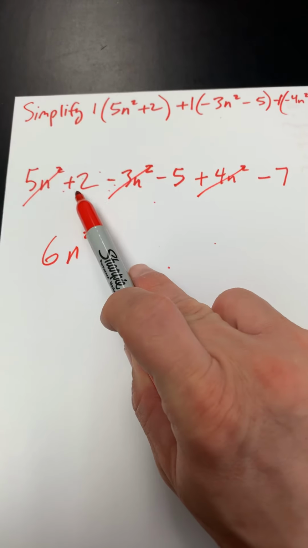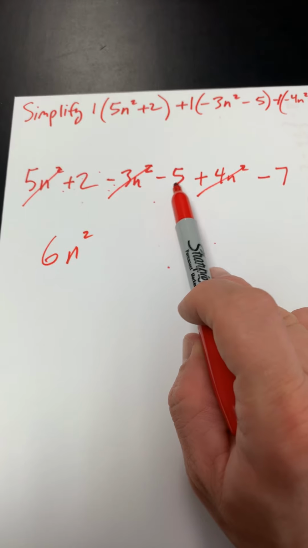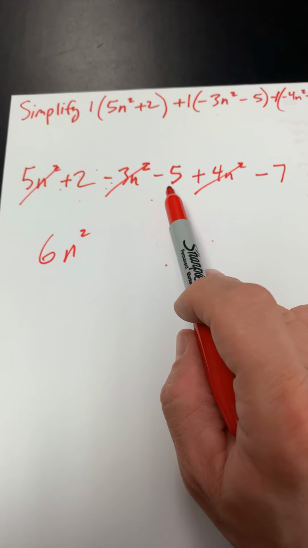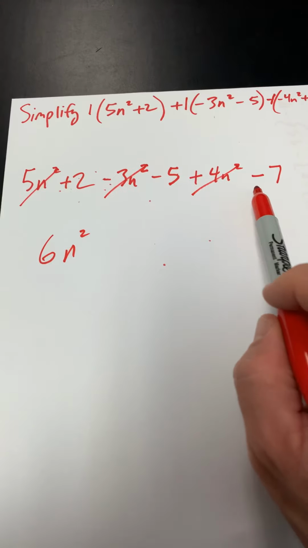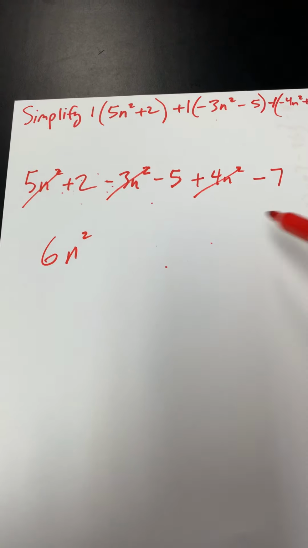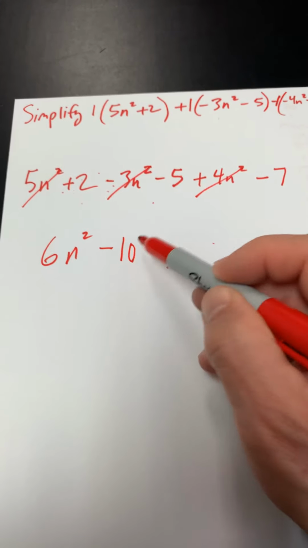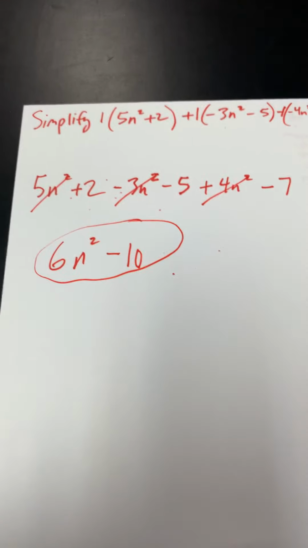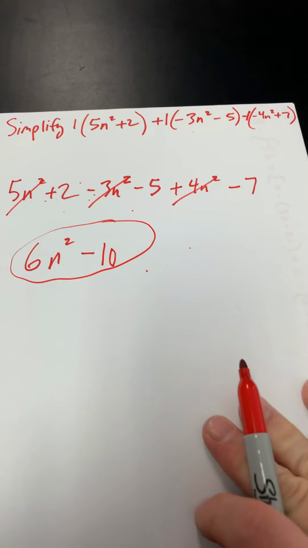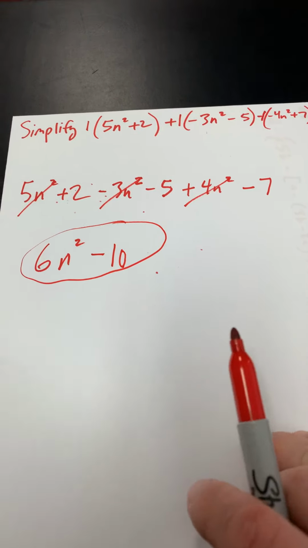Okay, so we have 2 and a negative 5, so 2 minus 5 is negative 3. Negative 3 minus 7 is negative 10. And there's your simplified answer right there.